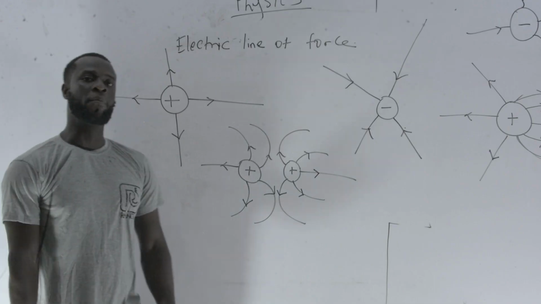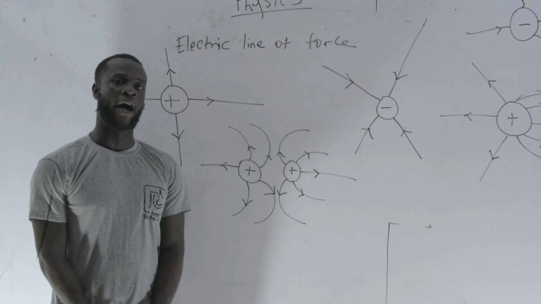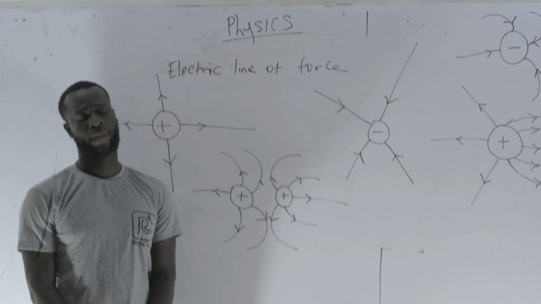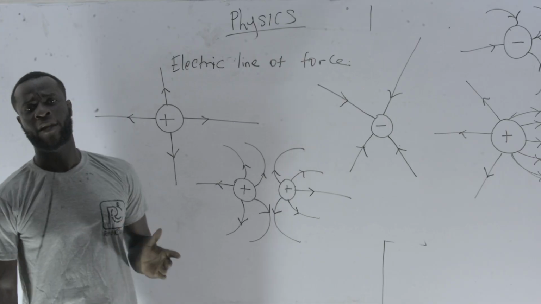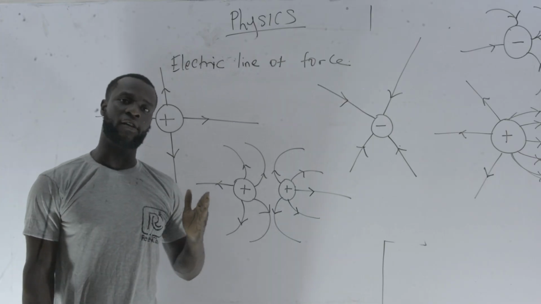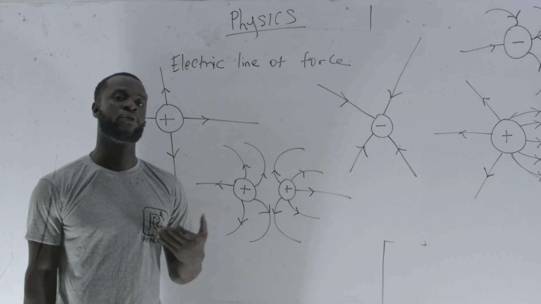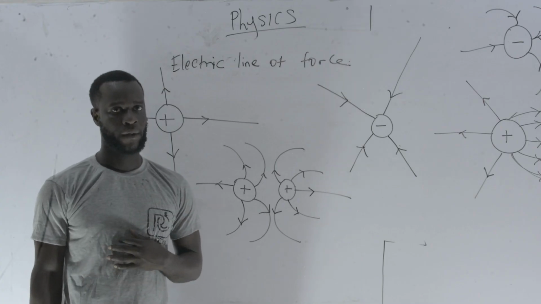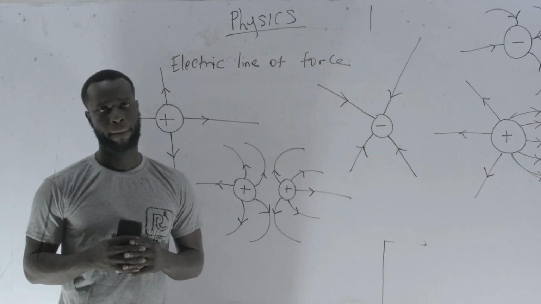All right, welcome back to real class. My name remains Engineer Shego, and now we'll be talking about electric line of force. What are electric line of force, you may wonder? Electric line of force are imaginary lines along which a free positive charge would move if placed in an electric field. There are some characteristics of electric line of force that you should know.